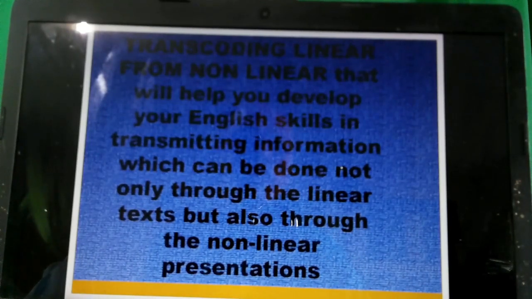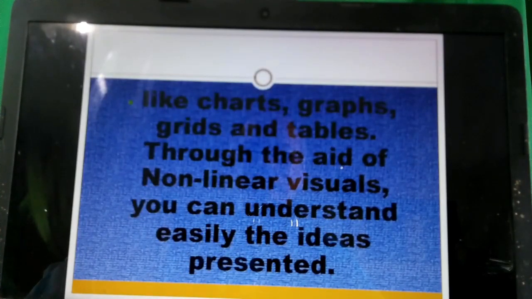That will help you develop your English skills in transmitting information, which can be done not only through the linear texts, but also through the non-linear presentations. And these are charts, graphs, grids, and tables. Through the aid of nonlinear visuals, you can understand easily the ideas presented.